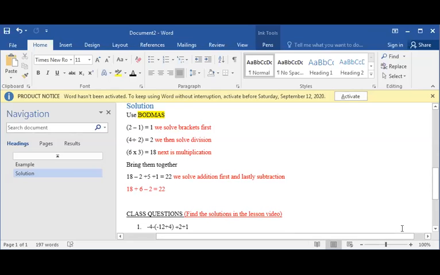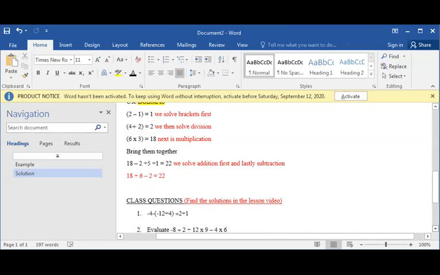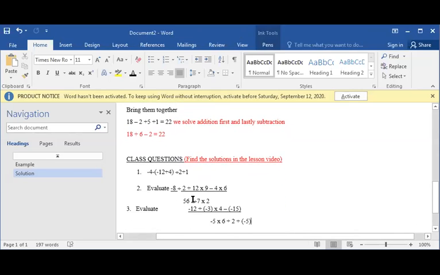My work in this particular class is actually to demonstrate the class questions that I gave, which are actually here. And I want to solve these questions using my whiteboard. So I will go to my whiteboard and work them out like this. This is how I'm going to work them out.